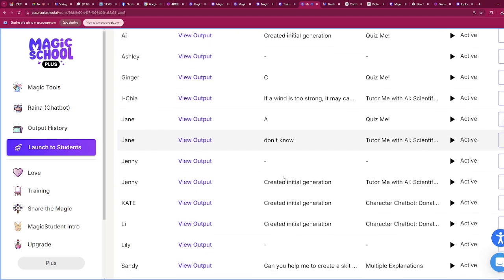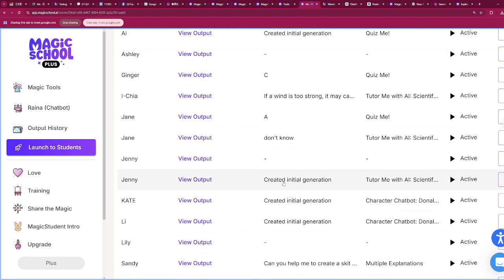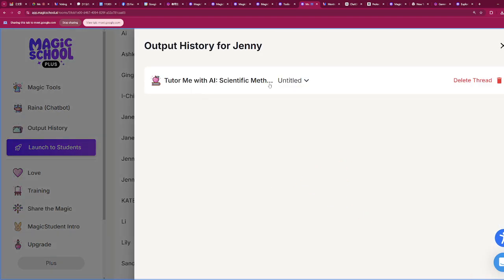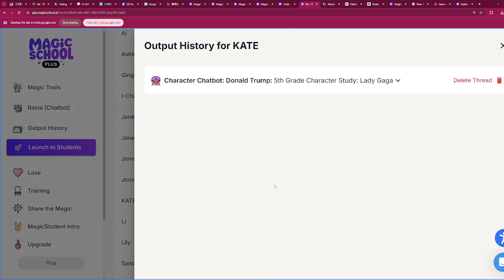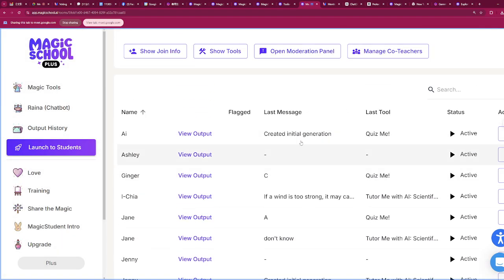But also, okay, let's see, Jenny's tutor me with AI. You've also, let's see, initial generation. Let's see, output history from Kate. Also Donald Trump's, or study on Lady Gaga. Okay. All right. So you could see from these output histories how students are learning progress, and if you flag any messages, it would be shown here, and you could give them feedback based on what they've shared.